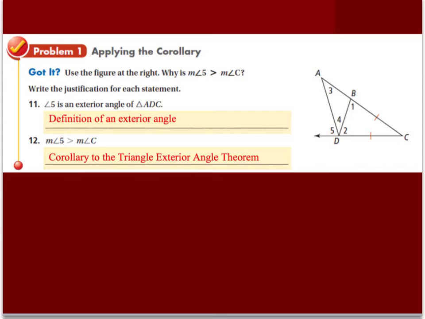So we know that angle 5 is equal to angle 3 plus angle C. And so the corollary of the triangle exterior angle theorem says that the measure of angle 5 is going to be greater than the measure of angle C right here.